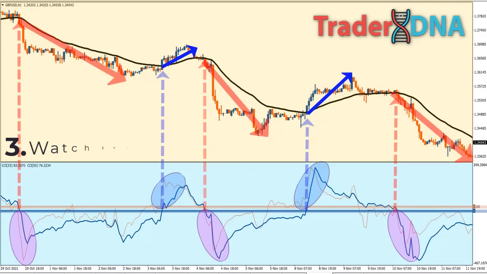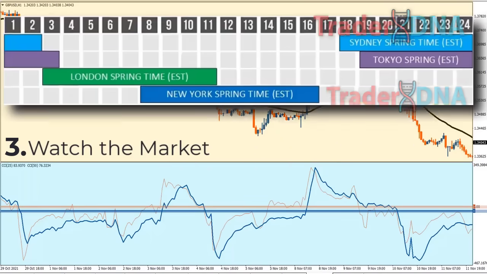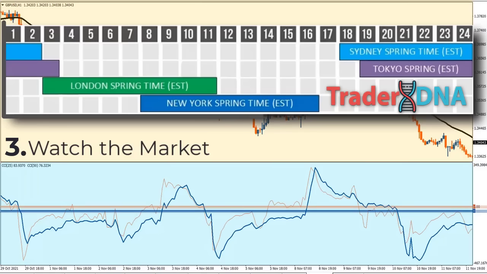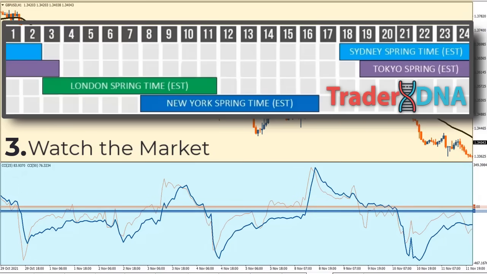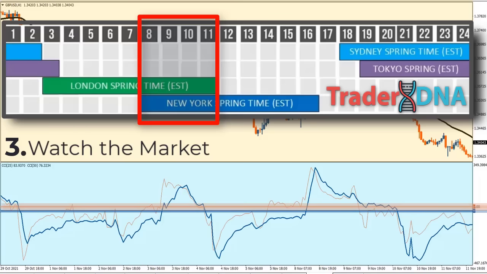Step number 3. Watch the market. Watch the market and wait until the market is active and moving decisively. Our team at Trader DNA has found out through extensive research that the best trading time is the 8 a.m. Eastern Standard Time to noon overlap of the New York and London exchanges. It's the busiest time during the trading day because there is more volume when two markets are open at the same time.